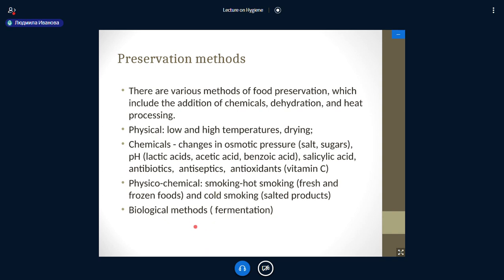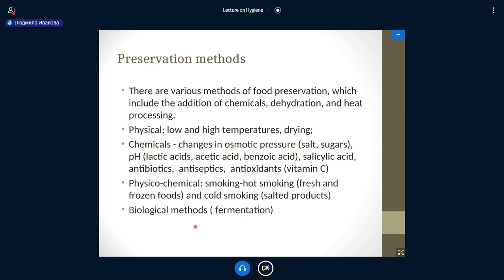Chemical methods also include changes in osmotic pressure through addition of salt and sugars, and changes in pH through addition of lactic acid, acetic acid, and benzoic acid, in order to ensure an unfavorable environment for bacteria. Salicylic acid is not used anymore. Antibiotics are also avoided. Then antiseptics and antioxidants, for example vitamin C. When you read the labels, you will see vitamin C very often included as a preservative. Smoking: hot smoking for fresh and frozen foods, and cold smoking for salted products.